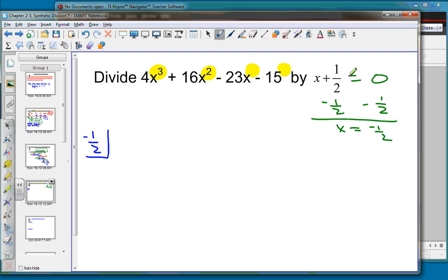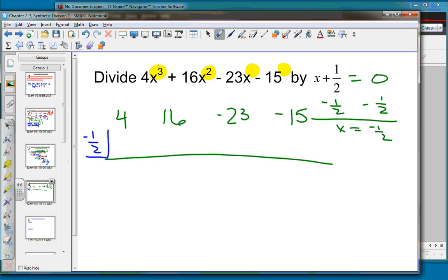Okay? So now I put my coefficients in: 4, 16, negative 23, negative 15. Draw your line. Why do they have to be elevated? Because we're going to put stuff in between there. That's why they're elevated.